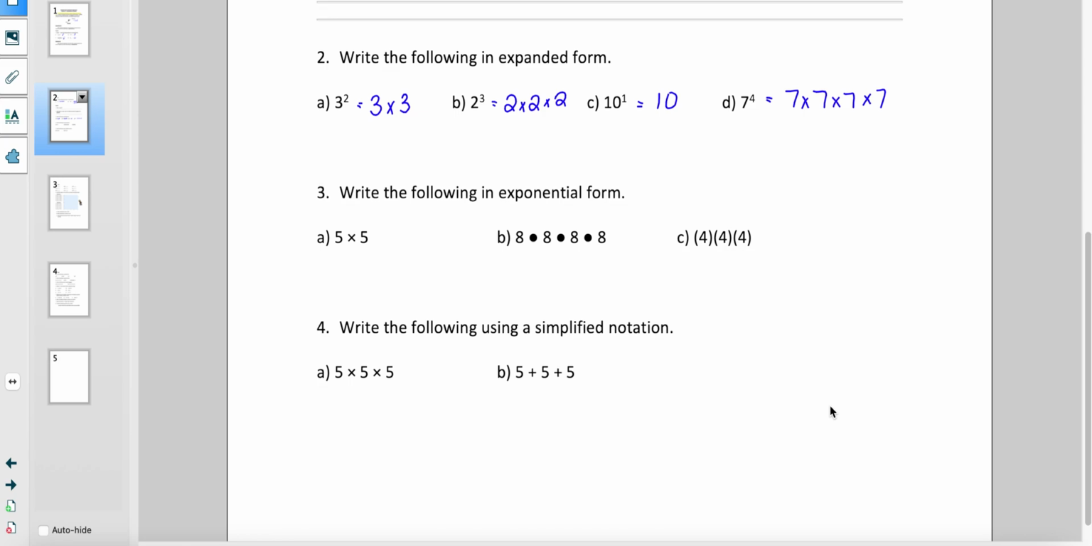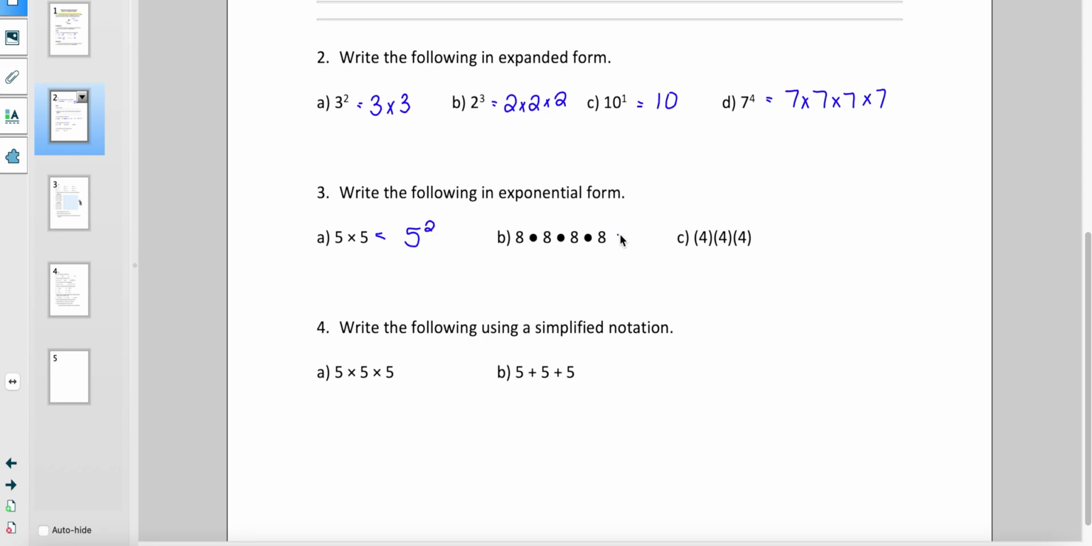Okay, so take a moment if you need to pause the video to try answering question 3. Write the following in exponential form. All right, so 5 times 5. Right away you get your base from looking at the repeated multiplication. That is 5, and it's multiplied by itself twice, so 5 squared.